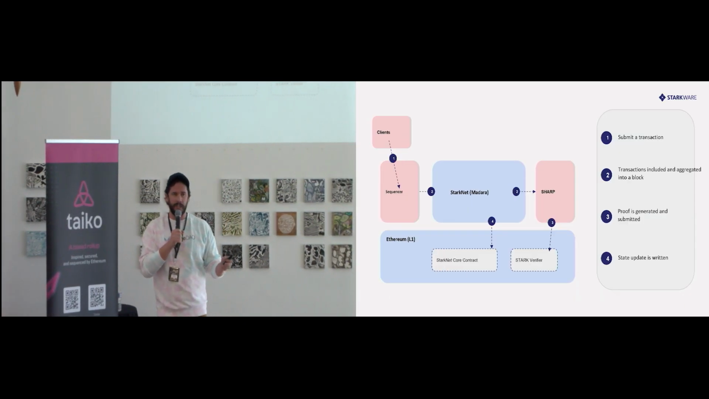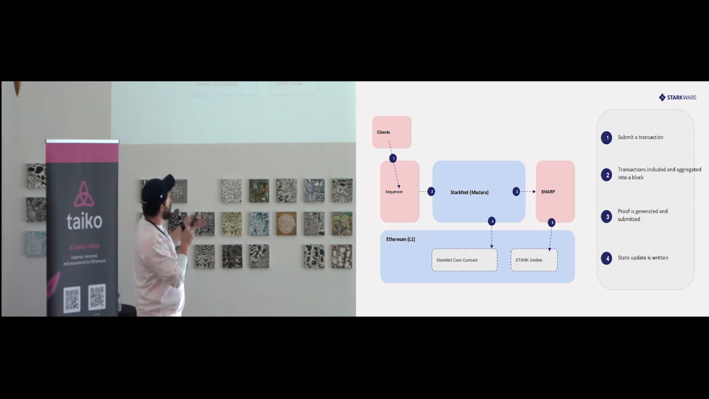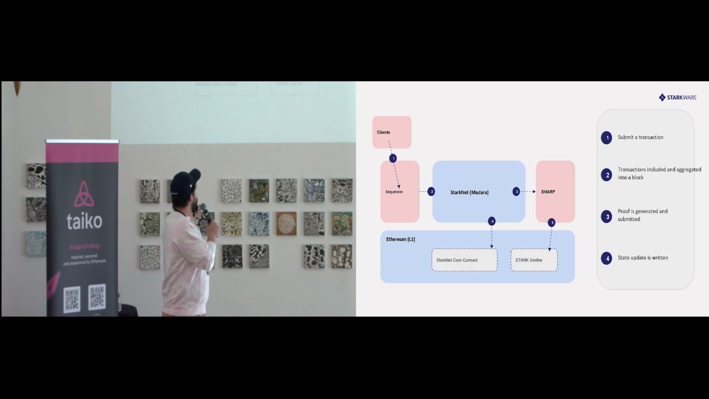Cool. So again, this is just the transaction flow. Submit a transaction. Transactions are included and aggregated into a block by the sequencer. Proof is generated and submitted, and a state update is written.